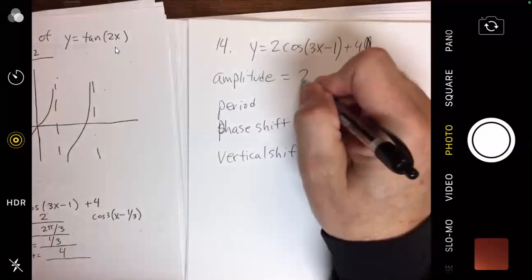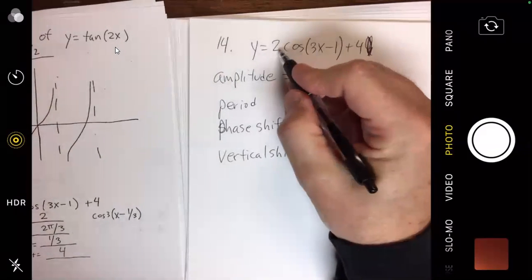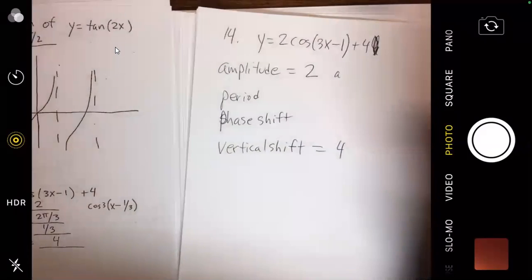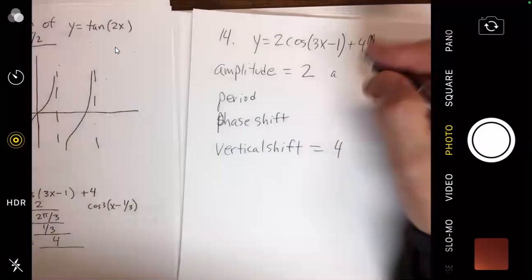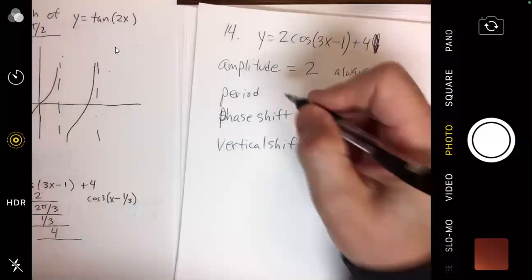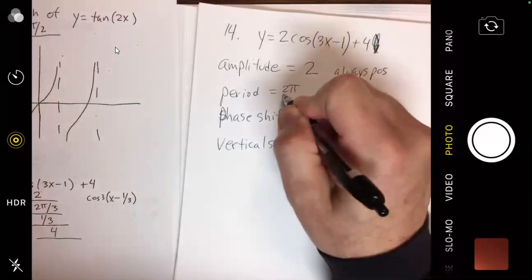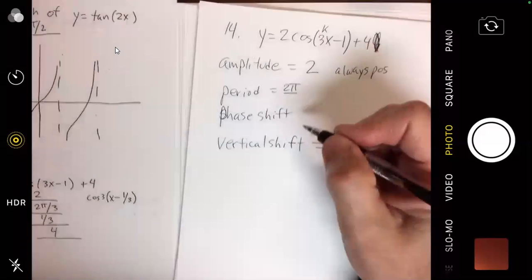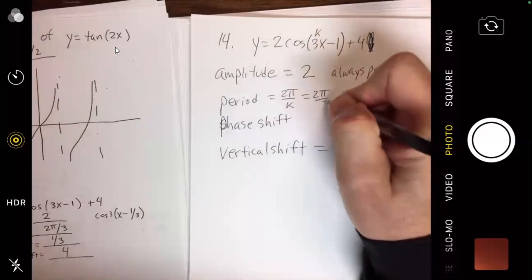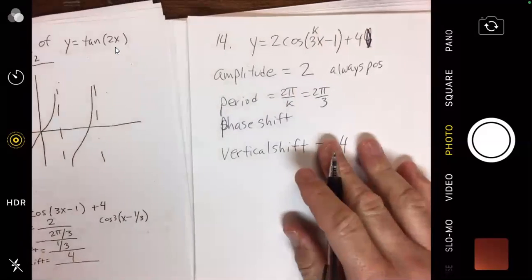Amplitude at the front is 2. Remember, don't forget it's the absolute value of this. It's always positive, always positive. Golly, where all that stuff's come from. Always positive. Period is 2 pi over this coefficient, which is 2 pi over 3. All right, so those are easily knocked out.